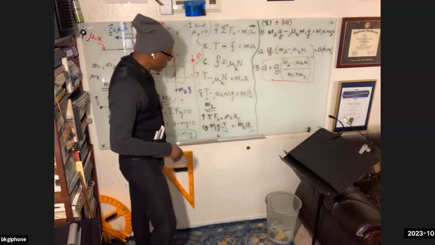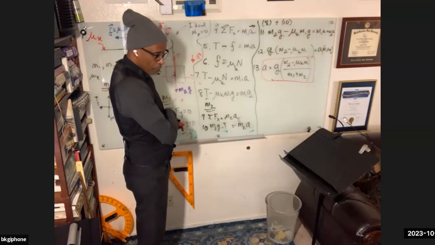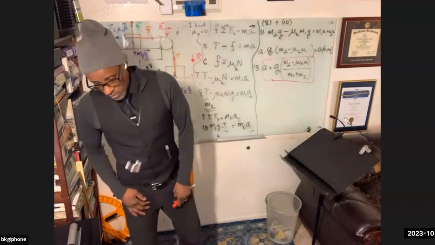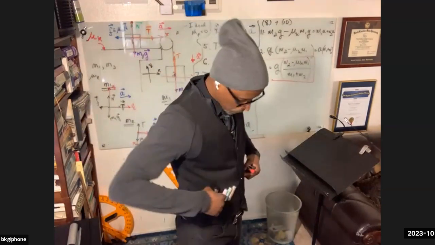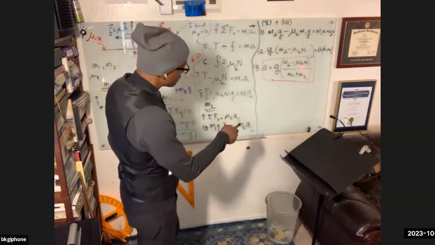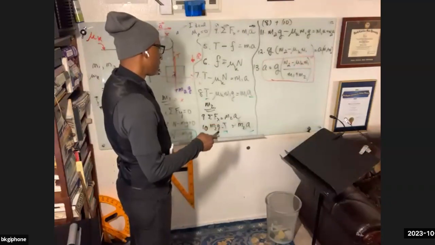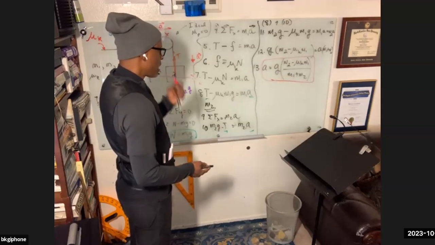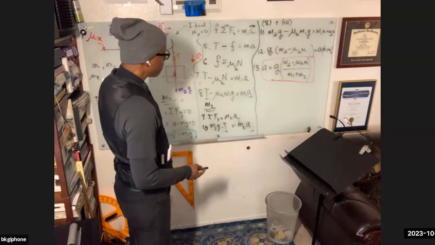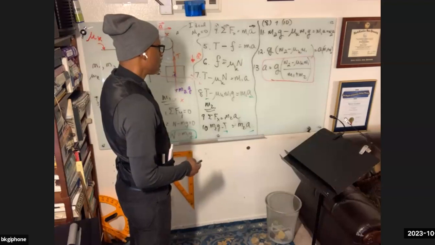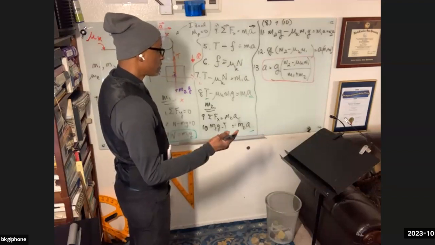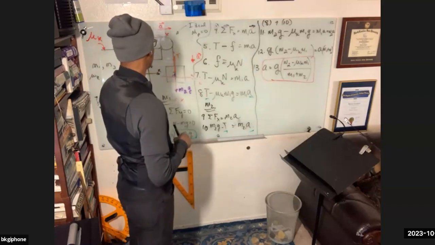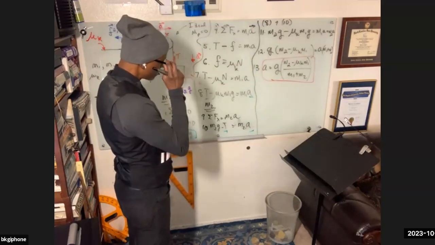On the previous solutions, it was a frictionless surface. Well, for a frictionless surface, the mu K goes to 0. And under that limit, the solution goes back to G times M2 over M1 plus M2. And that is correct. That's what we got before when we had a frictionless surface.